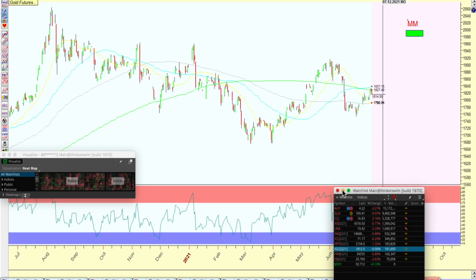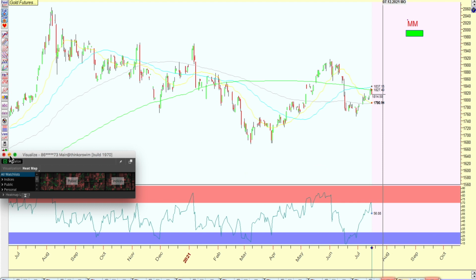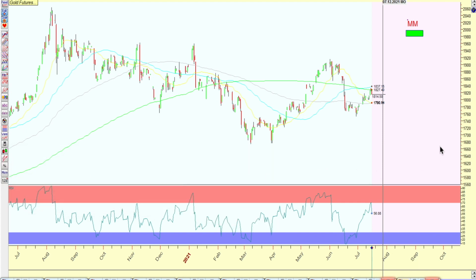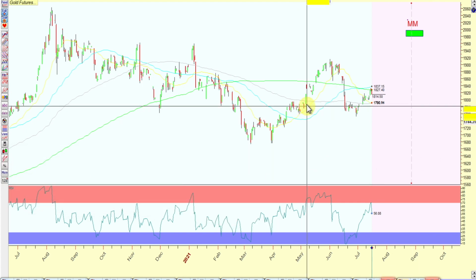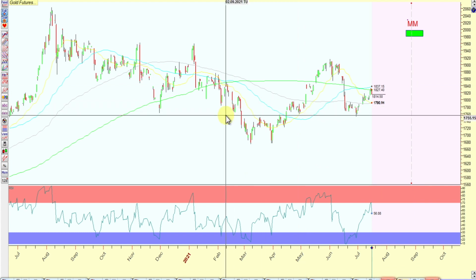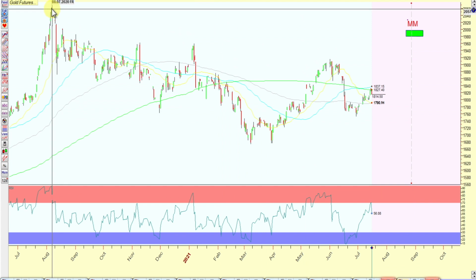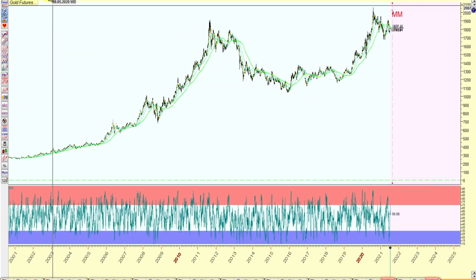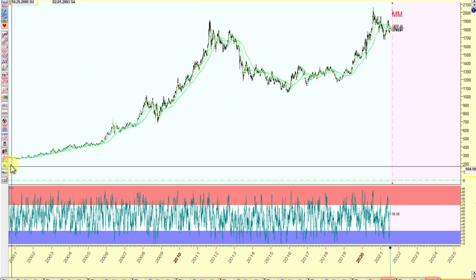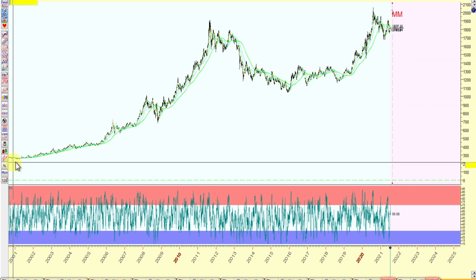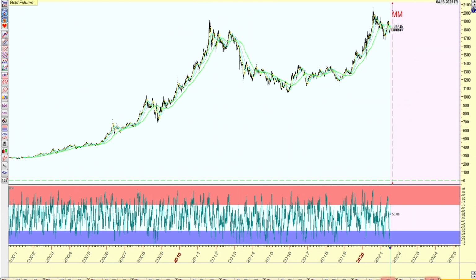Let's get into, minimize all this, the big master chart. The way I'm looking at gold, this is the battle zone right here. Let's actually make this even bigger. I got data from 2001. As you can see, the trend is up.